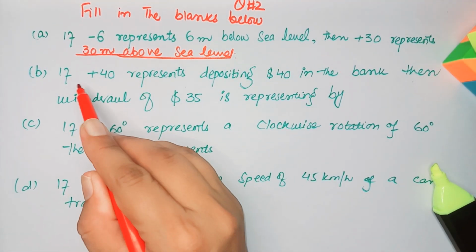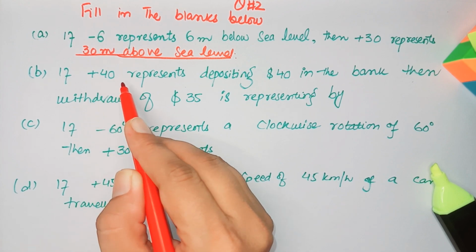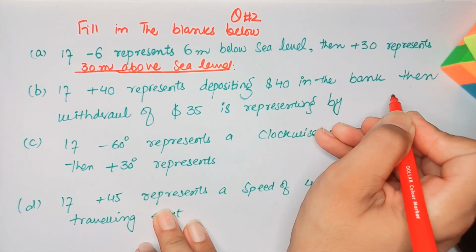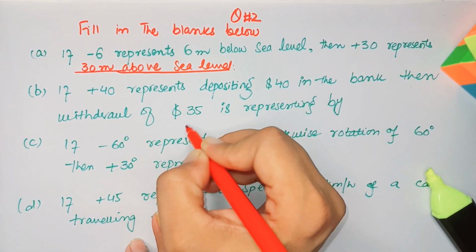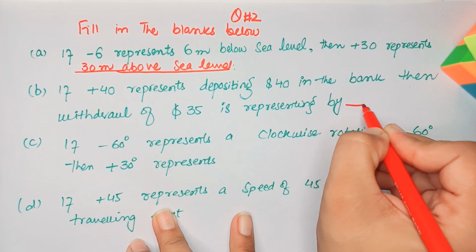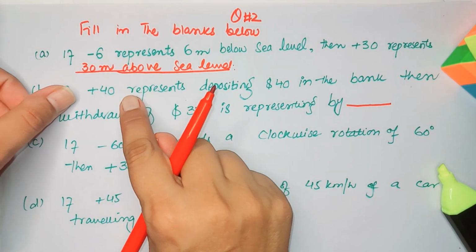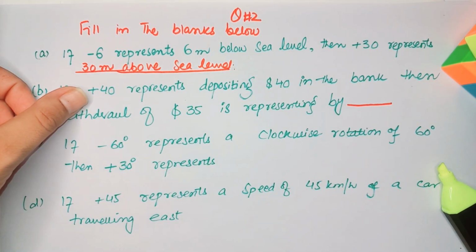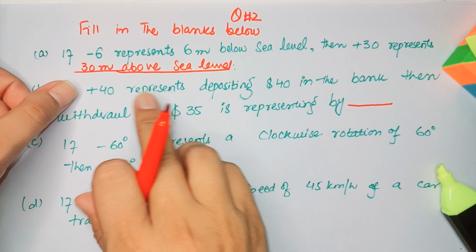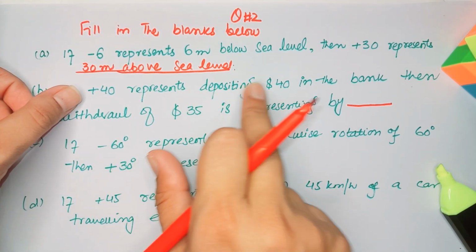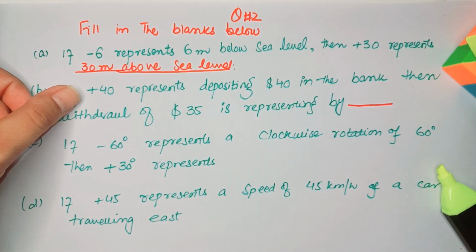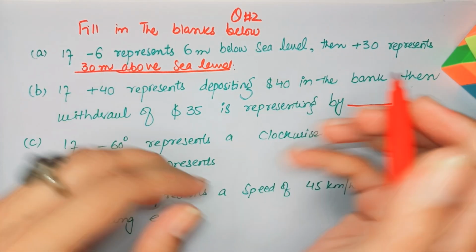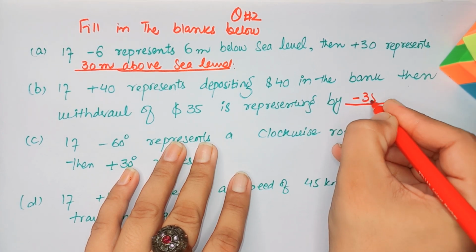B: if plus 40 represents depositing $40 in the bank, then withdrawal of $35 is represented by what? Dear student, plus 40 means that you are depositing $40 in the bank. Then when you have to withdraw $35, it is represented by negative 35.